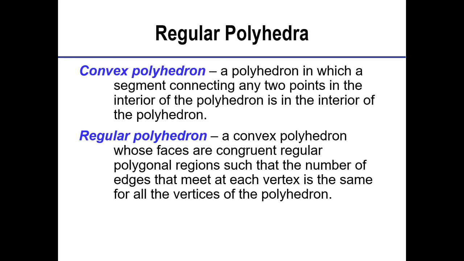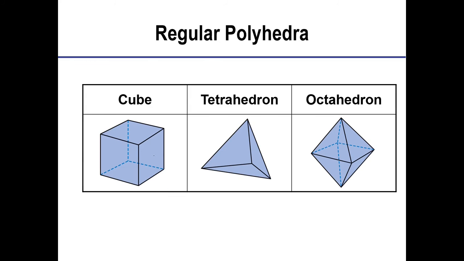Regular polyhedrons are convex polyhedrons whose faces are congruent regular polygonal regions, such that the number of edges that meet at each vertex is the same for all the vertices of the polyhedron, which essentially means we have a polyhedron that consists of the same type of polygons. So we have a cube, which is a regular polyhedron. All of the faces consist of squares.